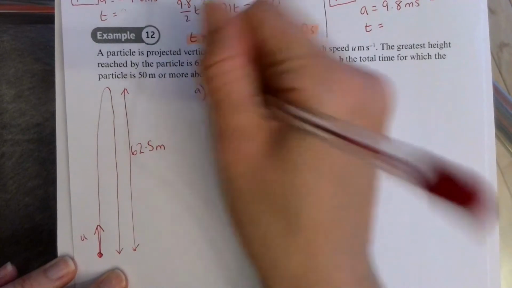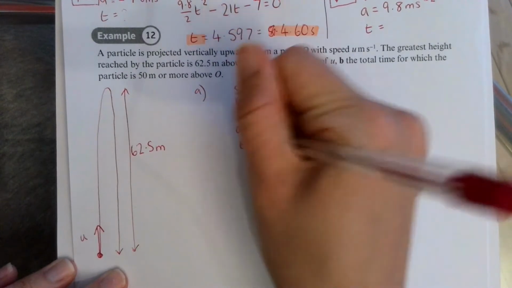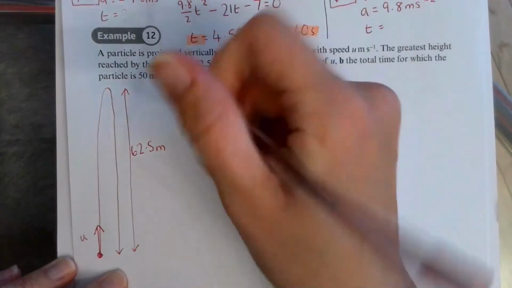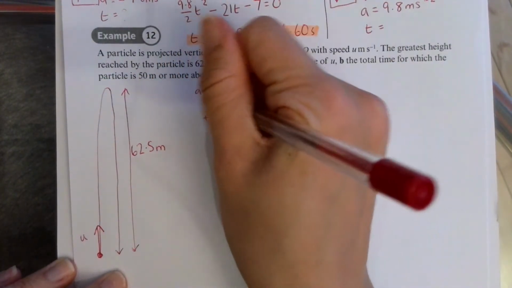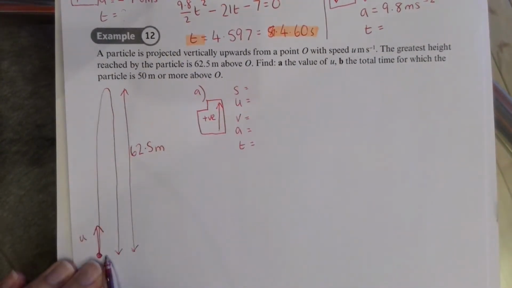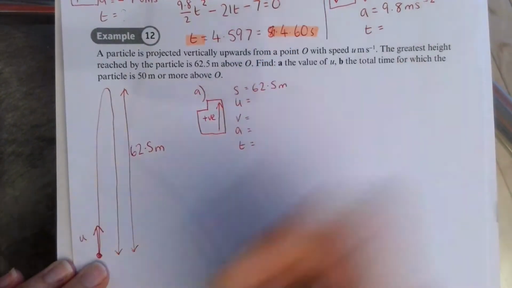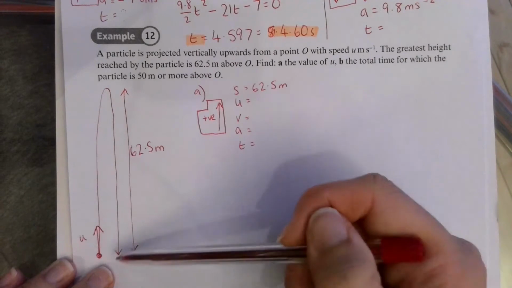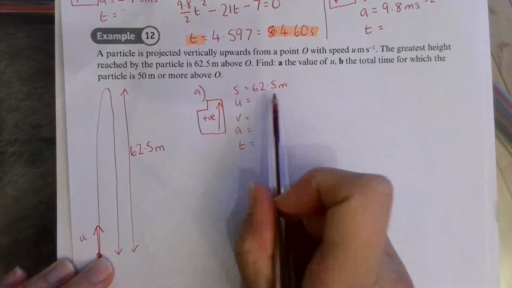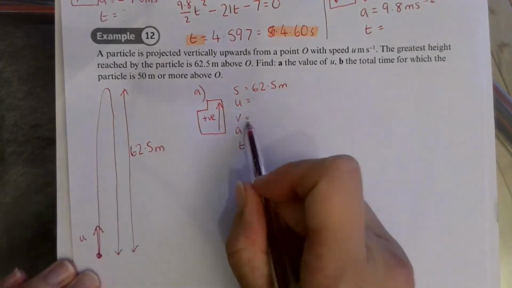So let's start off by writing again what we know. You can take the positive direction as being upwards or downwards. I'm going to choose to take upwards as my positive direction. So if I take positive as upwards, it goes from here all the way up to here, which is a displacement of 62.5 meters. I'm just looking at going from the bottom to the top. That's the first section that I care about. And u is what we're trying to work out, this initial velocity.